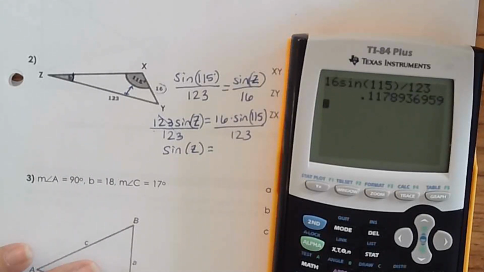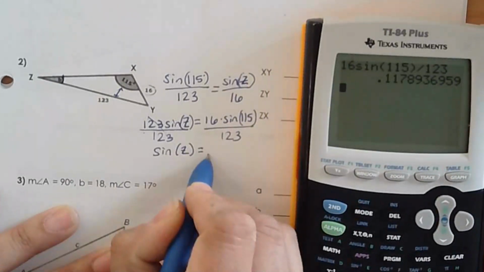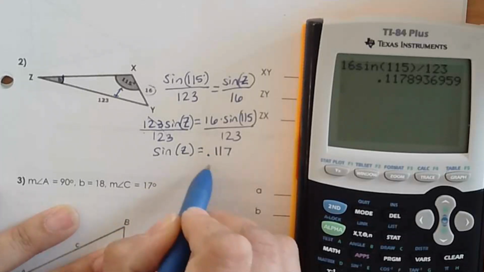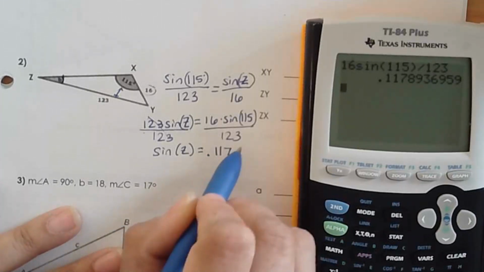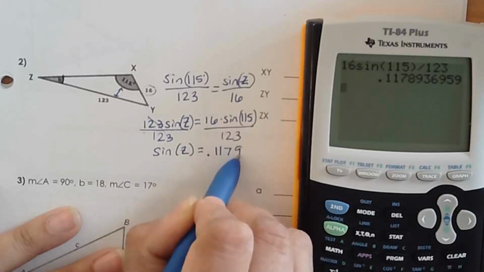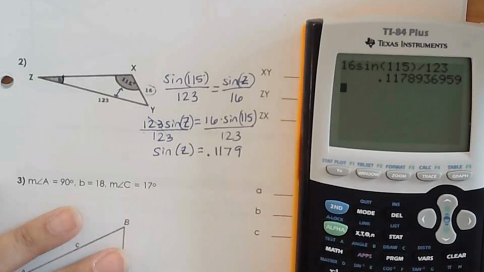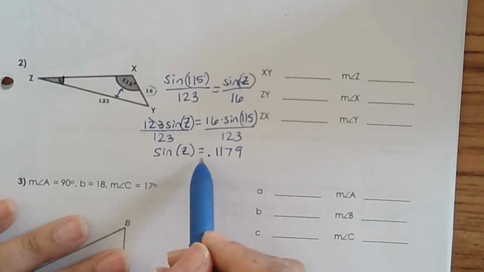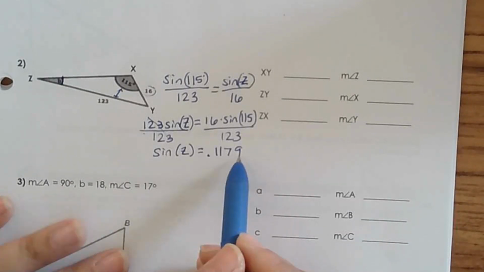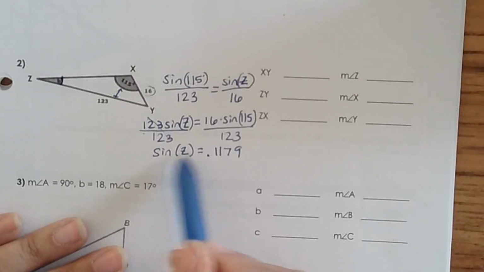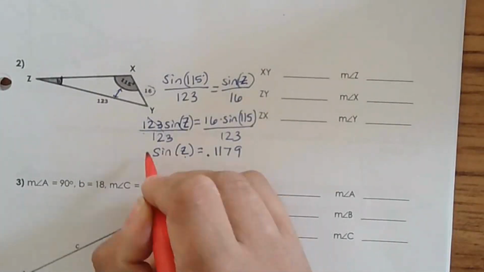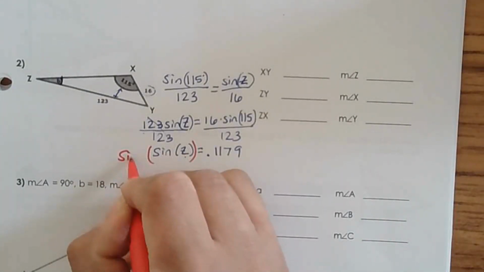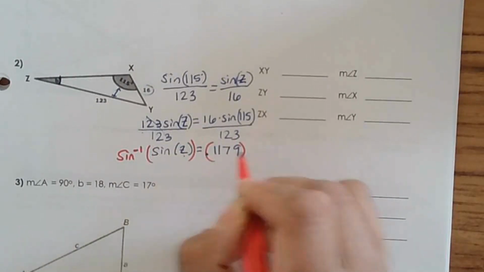And this gives me a weird decimal, and you might think something went wrong at first. It is actually correct. You want to write down about 3 or 4 numbers after the decimal here, so I'll just round to 4. 0.1179 is what that would be. And the reason for that is, hopefully this looks familiar from right before break, we had to do this thing called inverse trig, or inverse sine, cosine, tangent, to find the angle measure. So this is where you apply sine inverse. And remember, if you do it to one side, I have to do it to the other.